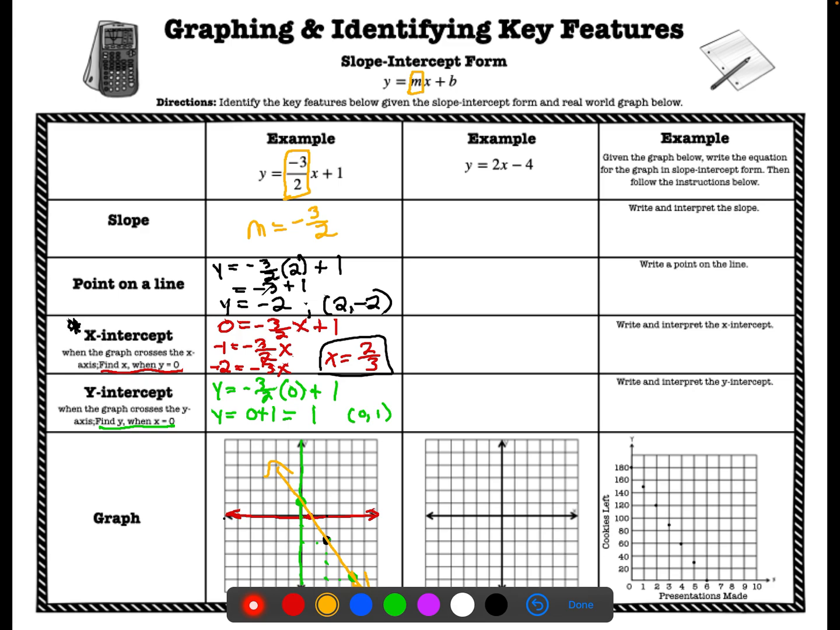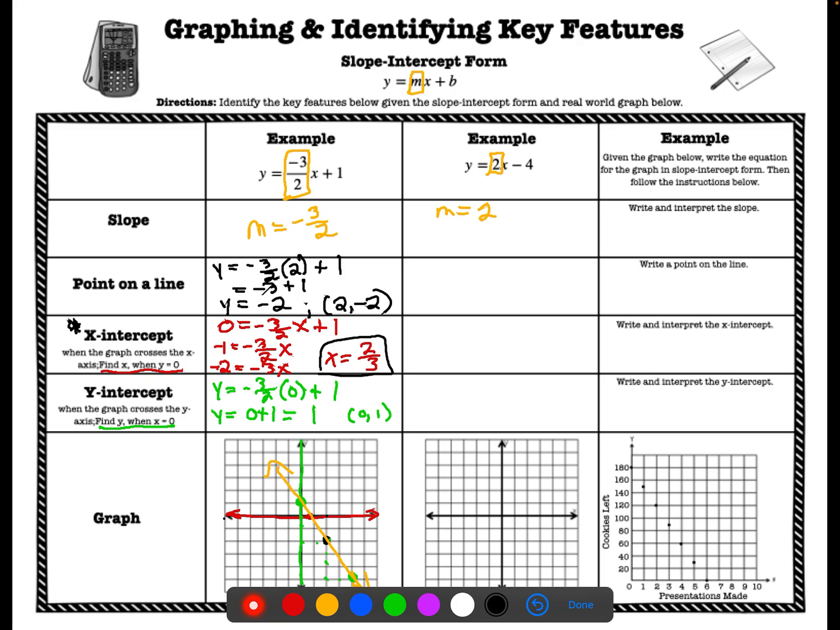We have y equals 2x minus 4. All right, the first thing we want to find is the slope of this example. Remember, the slope is the number in front of our x. So we have a slope of 2. For a point on the line, we can plug in anything we want for x to get an output of y. So let's say that for our input, we use 3.